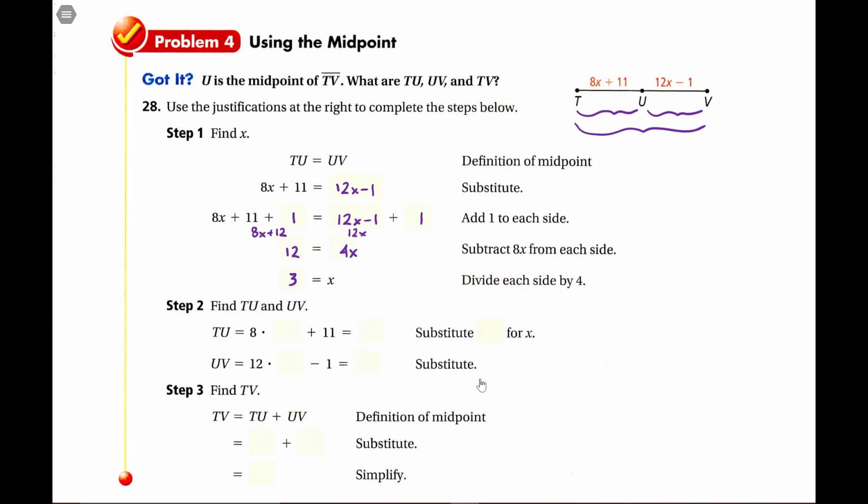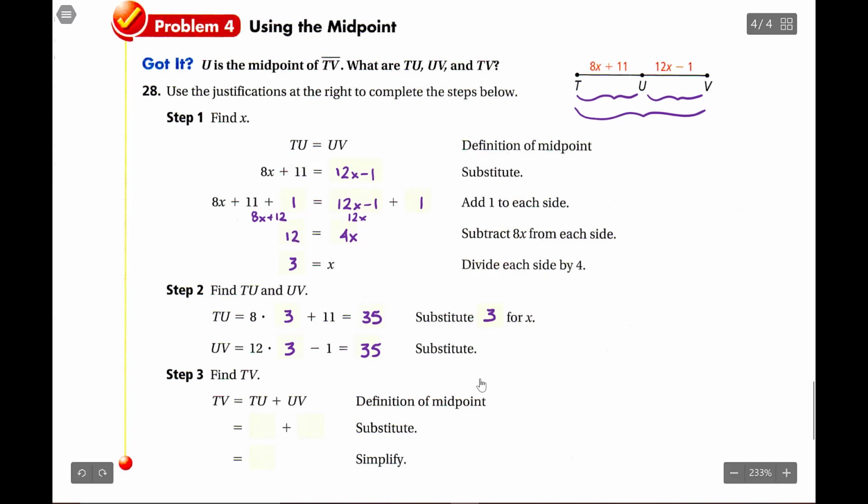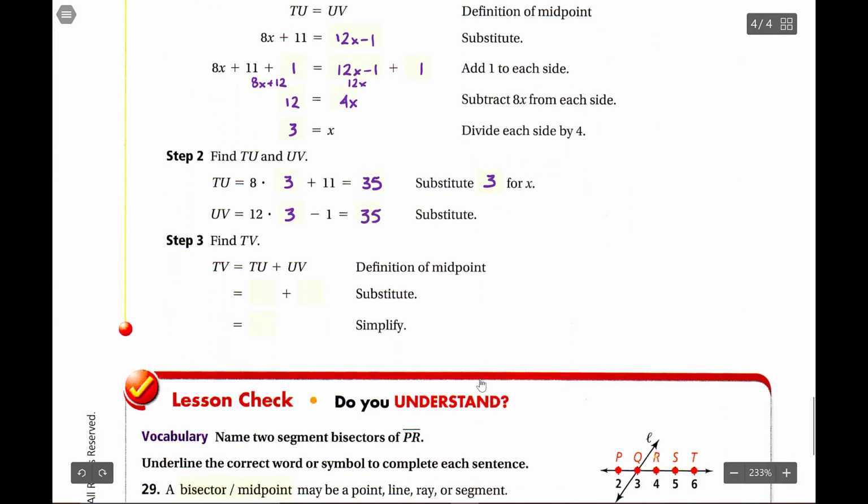We substitute in that value for x into both of our segments. So 8 times 3 is 24. 24 plus 11 is 35. We've just substituted in the 3 for the x. 12 times 3 is 36. 36 minus 1 is 35. So U is definitely the midpoint because both segments are the same length. And what we end up with is 35 plus 35 is 70. So the overall length of the entire segment is 70 units. Each segment of that is going to be 35 units.